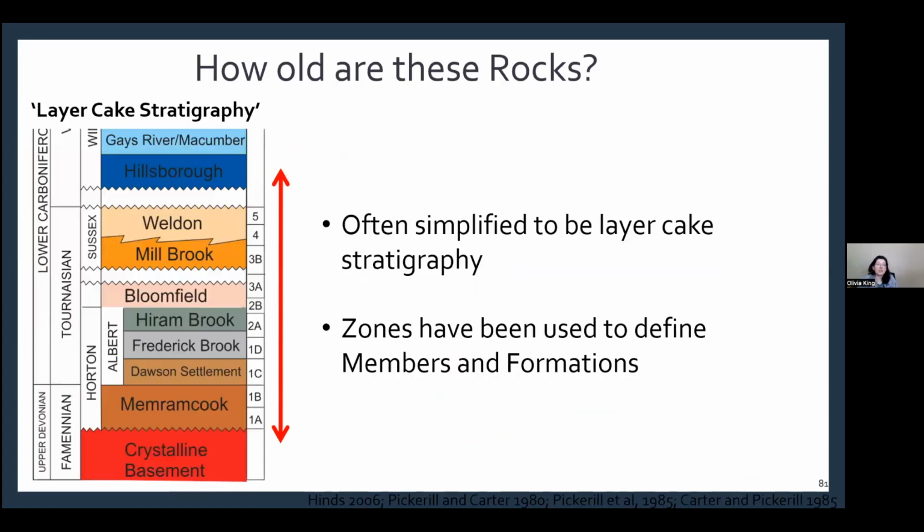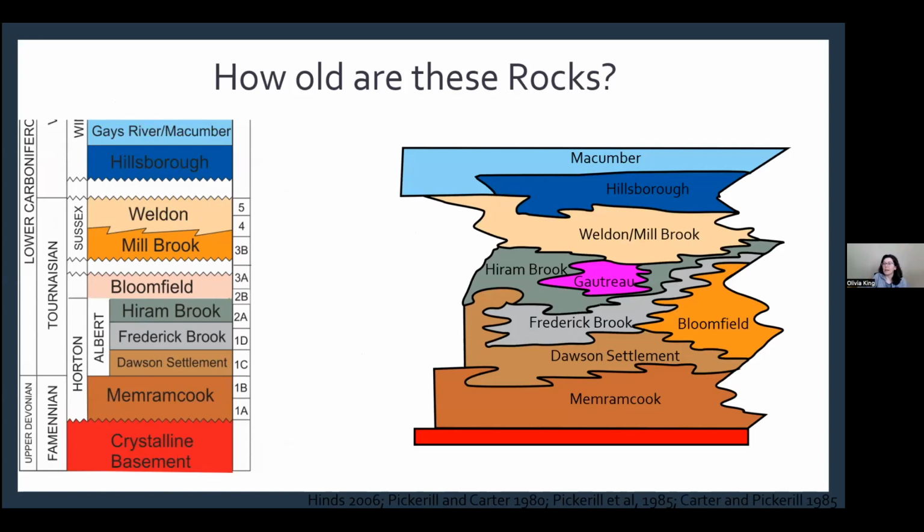So basically, what are we seeing? When you see these different types of things, they look very, what we call, layer cake, or one after another. But this is often an oversimplification of the stratigraphy in the area. And the zones, or basically subdivisions of these palynology assignments, have been used to define members and formations. So when we look at this, you can see that all these beautiful colors represent different formations, but realistically, formations grade into one another.